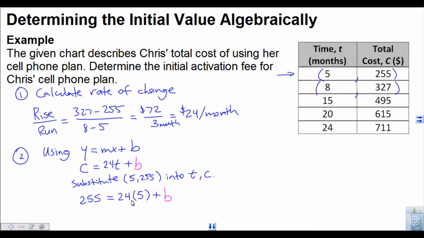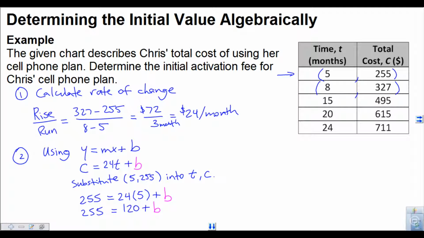So really what I'm trying to figure out here, let's just multiply this first. $24 a month for 5 months, that'll get me $120 plus b. So if we take a look at what's happening here, I'm saying that the cost is $255. Now that's equal to 5 months on the plan, which is $24 a month, plus some initial value that I don't know yet. Like, what did he pay at the beginning?